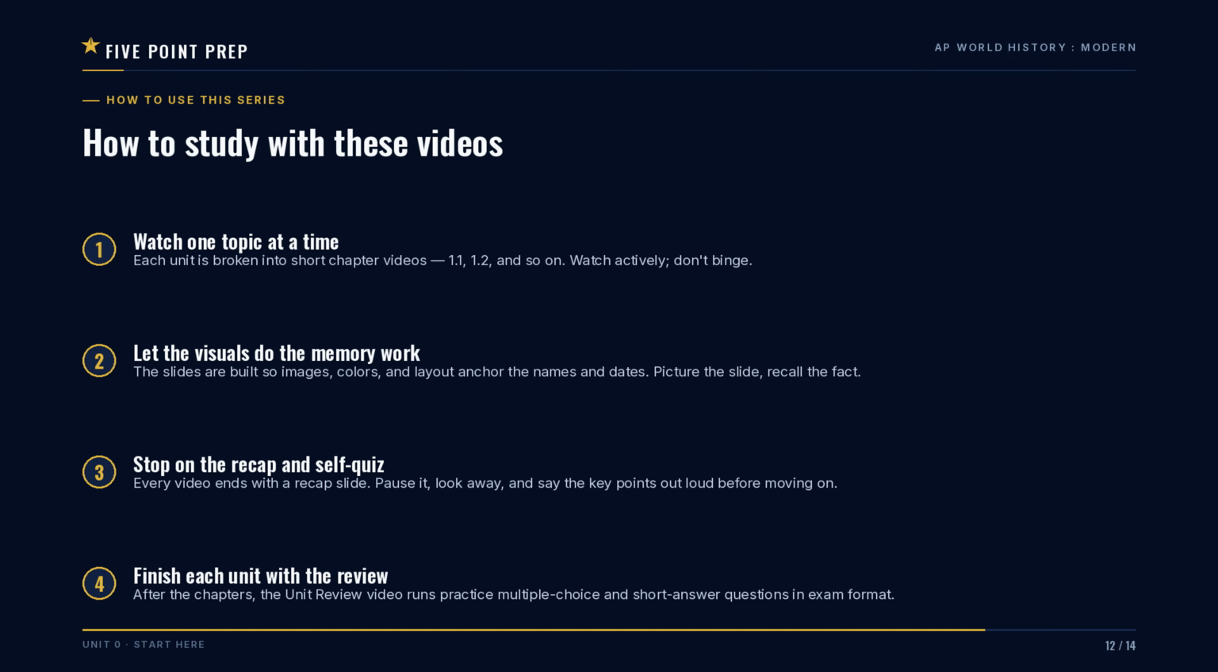Step 3. Stop on the recap slide at the end of every video. Look away from the screen and say the key points out loud before you move on. That retrieval is what moves information into long-term memory. And step 4. Finish each unit with the unit review video, where we run practice multiple choice and short answer questions in the real exam format, so you can test yourself.